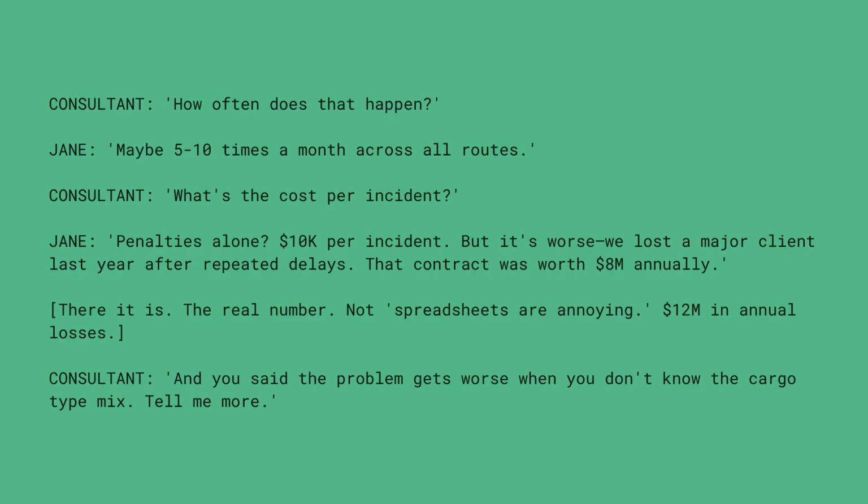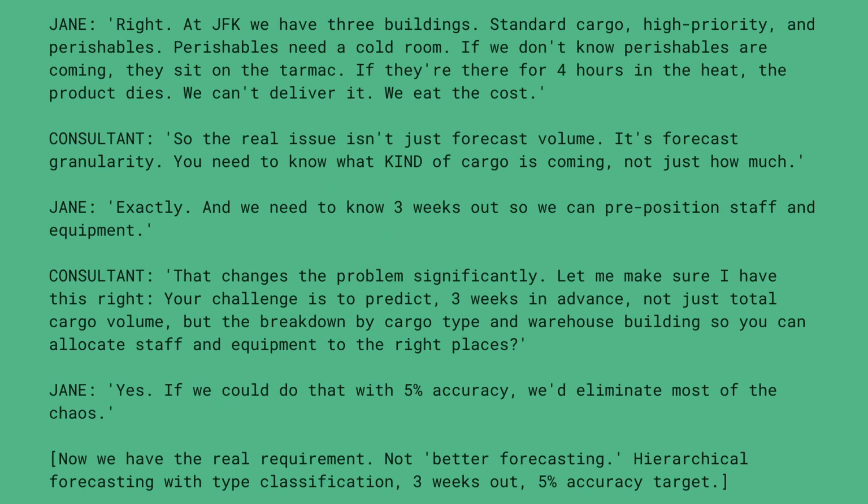Consultant: and you said the problem gets worse when you don't know the cargo type mix. Tell me more. Right. At JFK, we have three buildings: standard cargo, high priority, and perishables. Perishables need a cold room. If we don't know perishables are coming, they sit on the tarmac. If they are there for 4 hours in the heat, the product dies. We can't deliver it. We eat the cost.